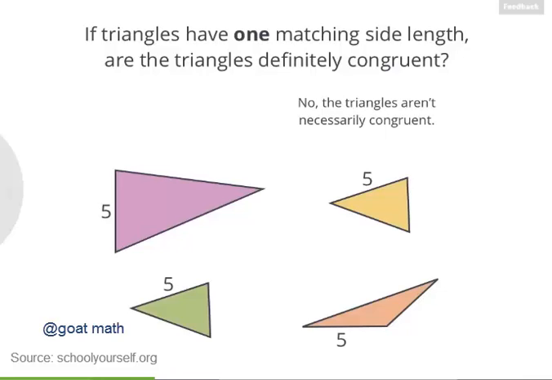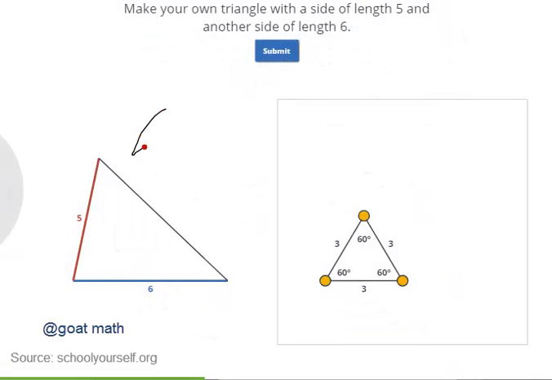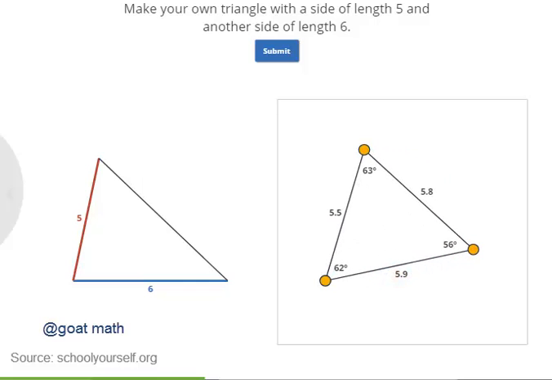Next, we'll look at triangles with 2 matching sides. So here's a triangle, and 2 of its side lengths are known. This red side has length 5, and this blue side has length 6. Now over here, you can use this interactive to make all kinds of triangles by dragging these 3 yellow corners around. Try making your own triangle with a side of length 5 and another side of length 6. Once you have one, press the Submit button up here.